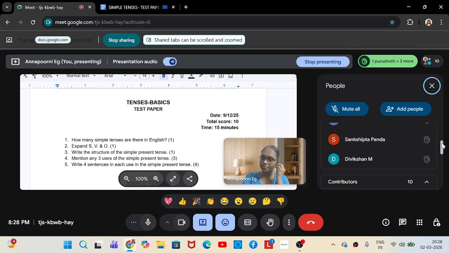Three uses of the simple present tense are: first, it is used to show a habitual or repeated action that happens in our day-to-day lives. Second, it is used to express scientific truth. And third, it is used to express a future action that is already planned.